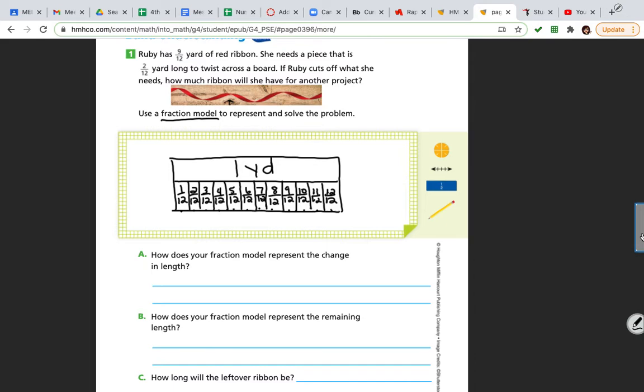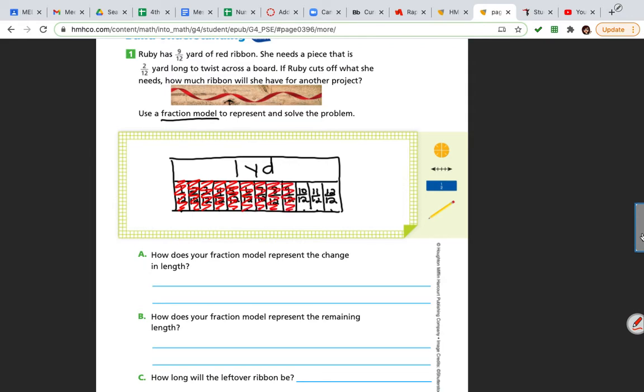I'm going to slow down right here because I'm assuming at home you are still writing. Okay? We have 1 yard, and then I divided that 1 yard into 12ths, and that's when I drew my fraction model. So Ruby has 9/12 yard of red ribbon. So we'll shade it in red. Okay? So she doesn't have an entire yard, she only has 9/12. So I'm going to shade in 9 pieces. 1, 2, 3, 4, 5, 6, 7, 8, 9.